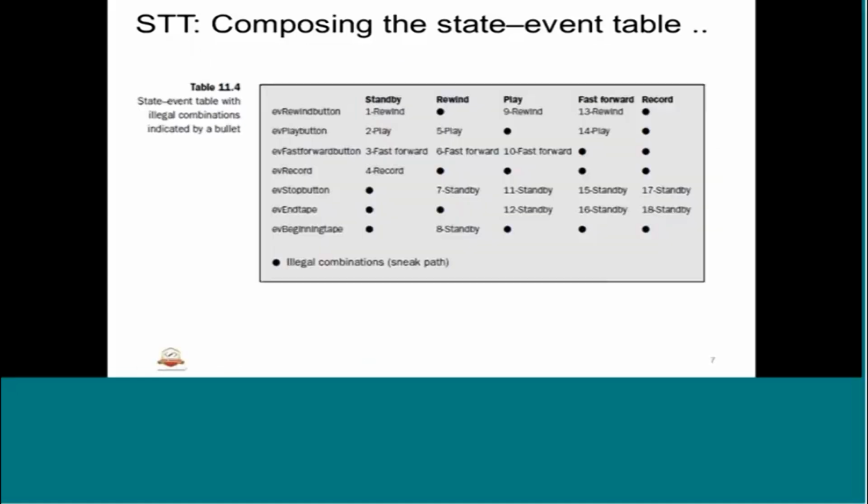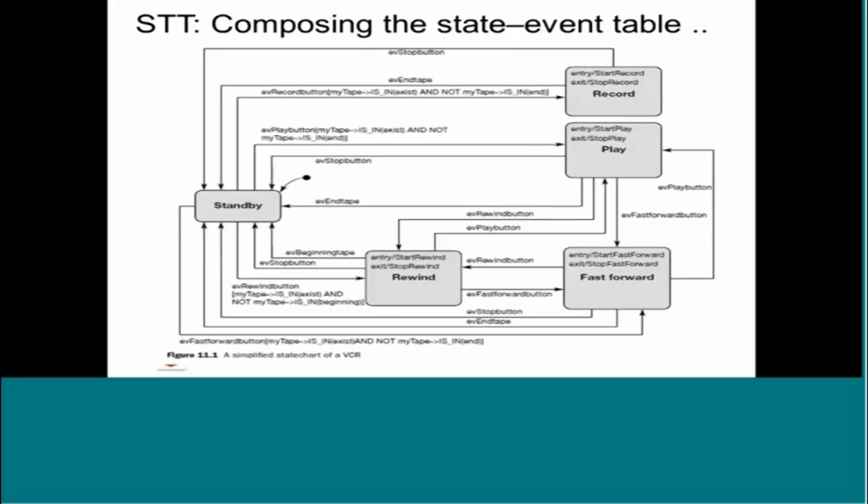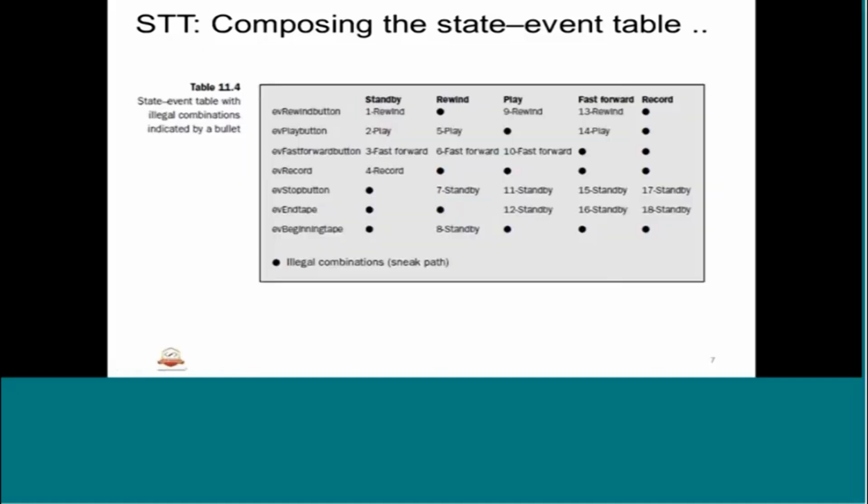For all these events, we are going to draw a table. You can see a nice table written here, table 11.4 of the book: state event table with legal combinations. These are all legal combinations indicated by a bullet. Okay. So these are basically the state events that need to be studied. Once we have seen the state chart, we should be able to draw the table.